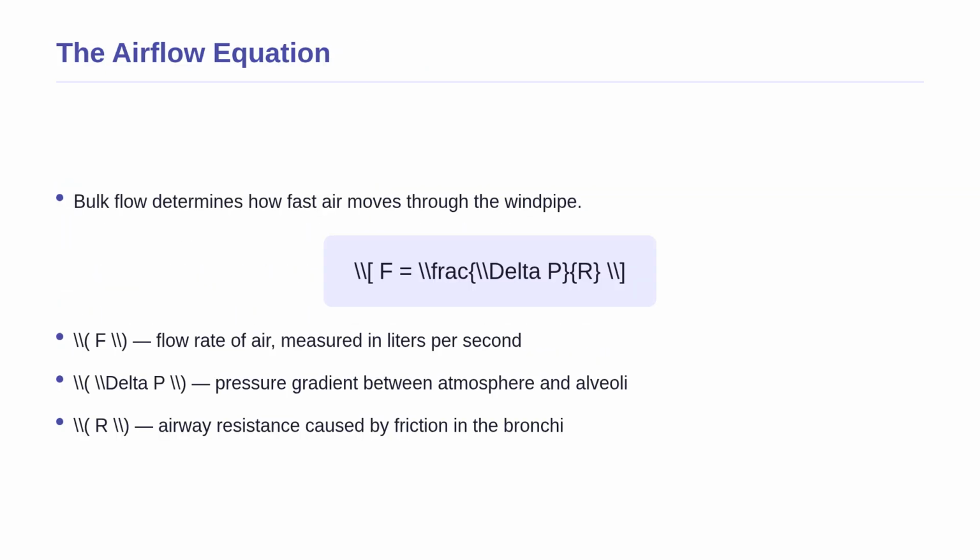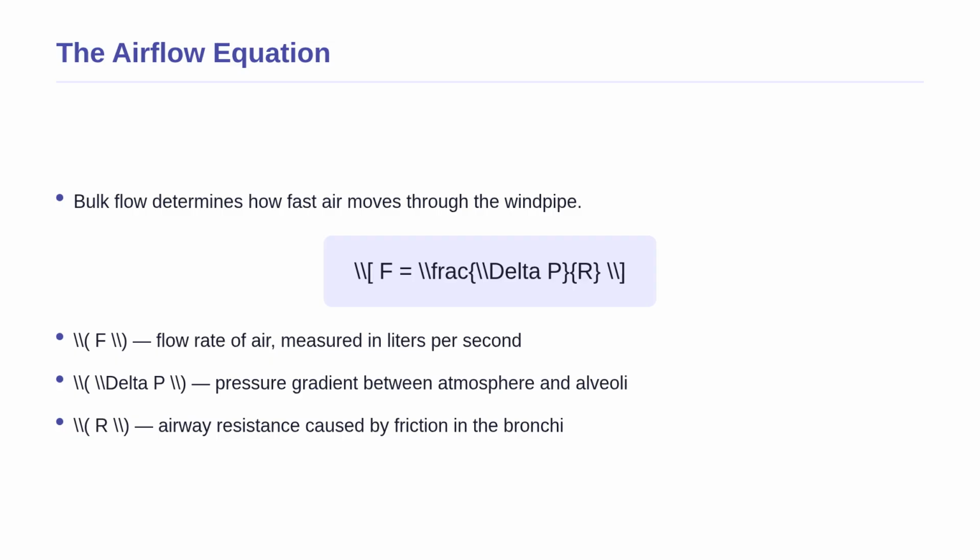Now that we have used Boyle's law to find the pressure difference, we need to know how much air actually flows as a result. This brings us to the bulk flow equation. Conceptually, this formula tells us how fast a fluid or gas will move based on the forces pushing it and the friction slowing it down.